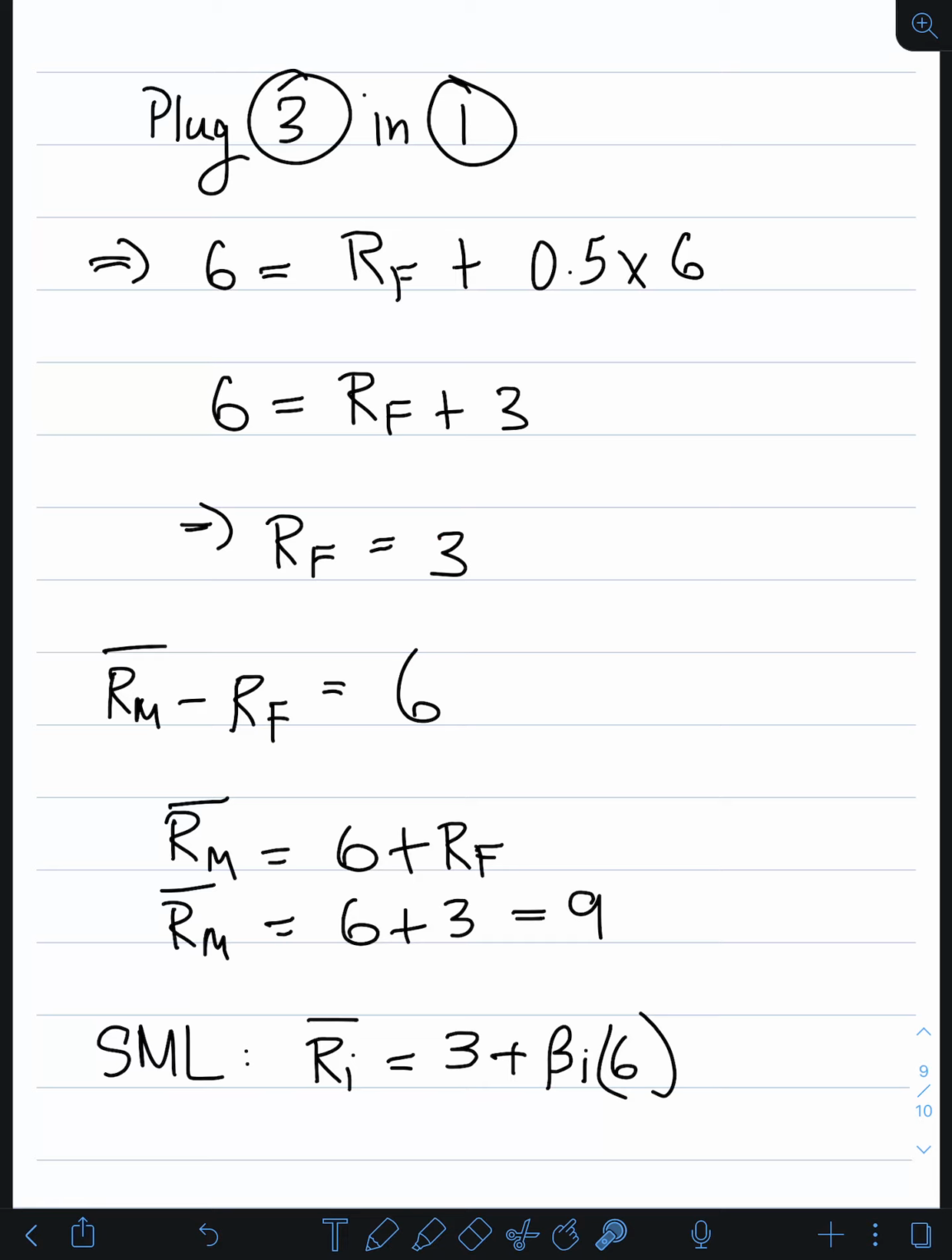Now, the question also asks, what is the expected return on an asset with beta equals 2? So when beta equals 2, we just plug in 2 for this equation and find out what it is. Okay, so I'll write beta equals 2 gives RI bar is equal to 3 plus 2 times 6. Okay, 2 times 6 is 12. 12 plus 3 is 15. So you have RI bar equals 15. That's the end of that problem.